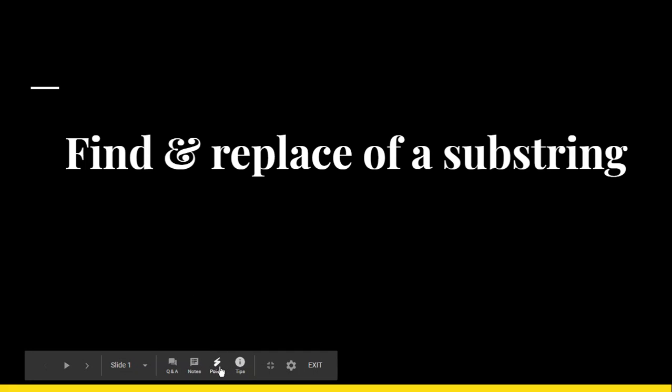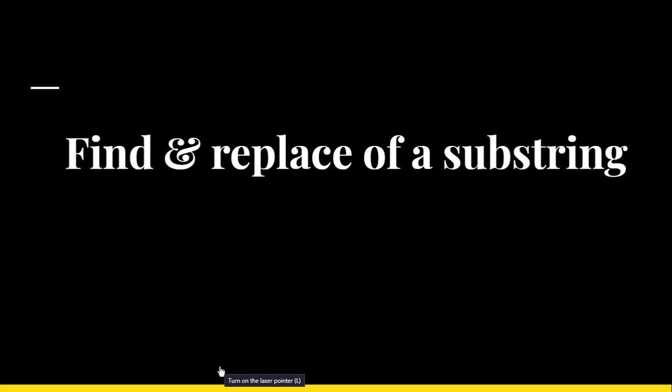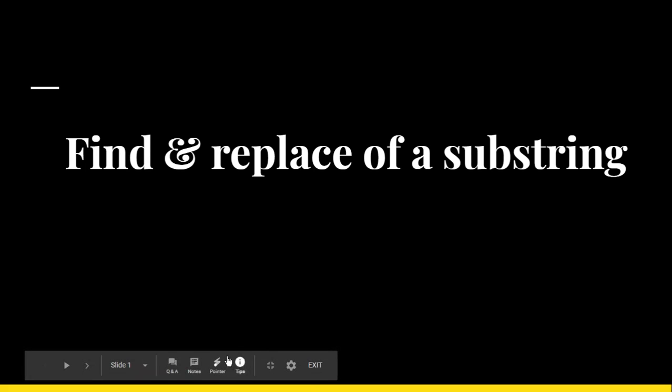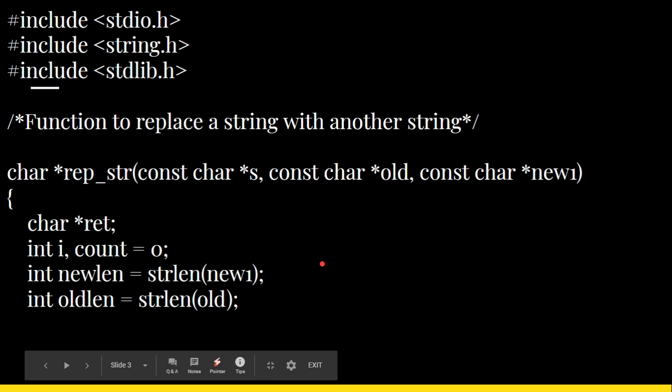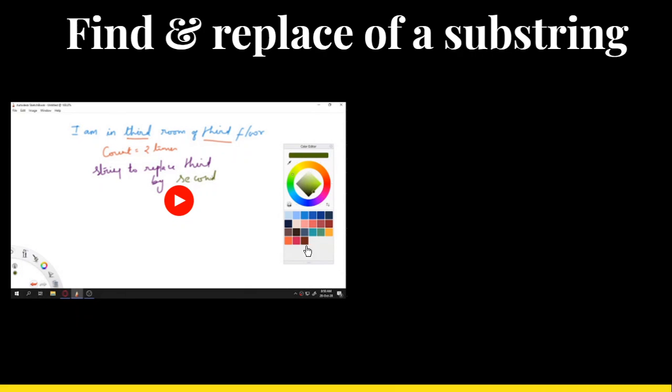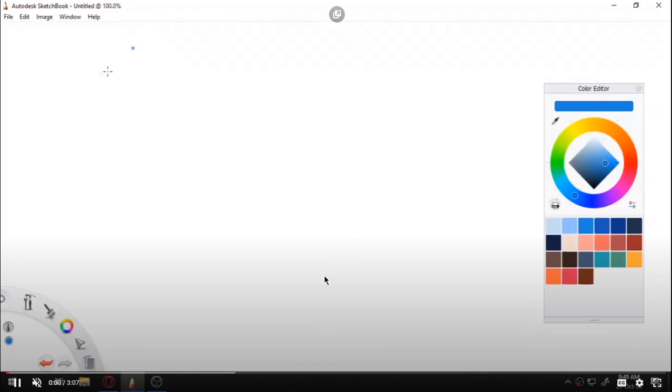Hello everyone, in this video we are going to see the concept of finding and replacing a string in C using a C program. So, here first let us see how the output of the program will look like, then we can get into the details of the program logic. Actually, this is the way the program has to find out and replace the string.